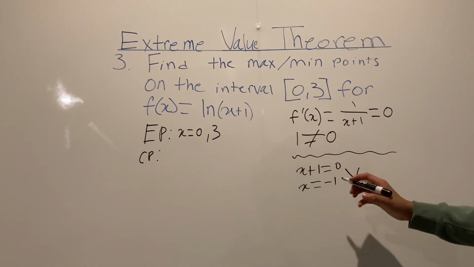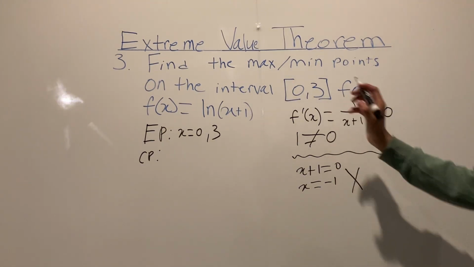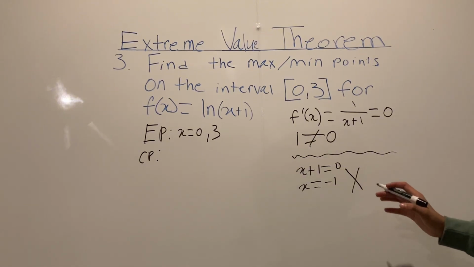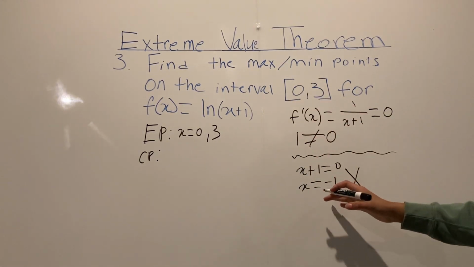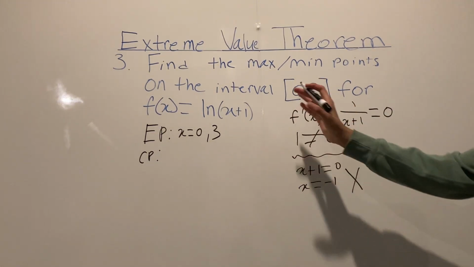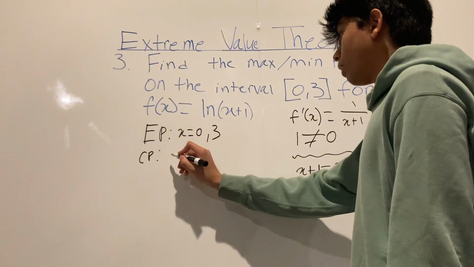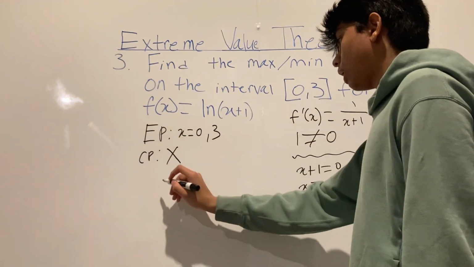So if you find yourself getting a point of horizontal tangency or vertical tangency, but it's not in the interval, just remember you cannot use it. Unless the interval extended to negative 1 or anything less than that, then you could use it. But since it doesn't, we can only use the endpoints to find our max and min points. So now we don't have any critical points. So now let's make our table.